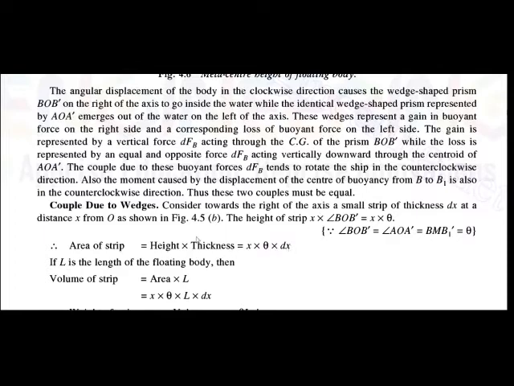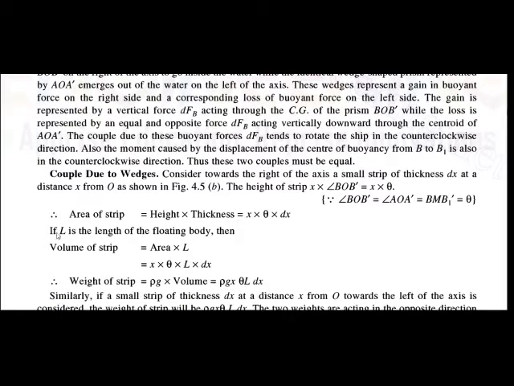Okay, we have calculated the height, which is x into theta. So the area of the strip is x into theta into dx. Now, if L is the length of this floating body, then the volume of the strip is nothing but the area into the length.